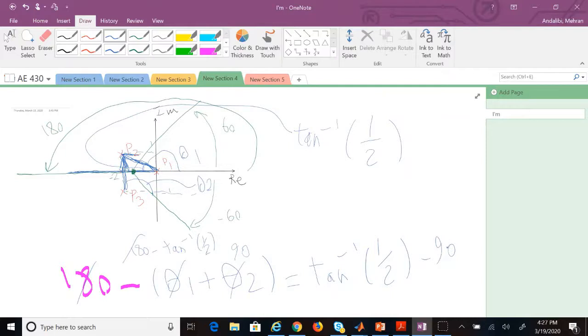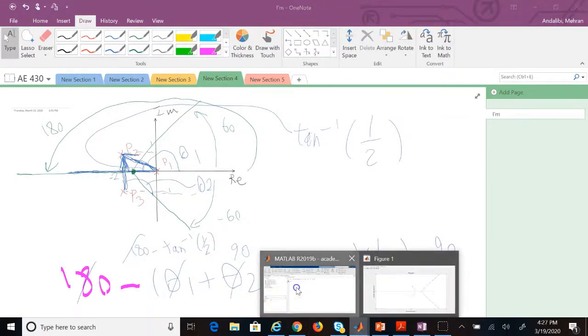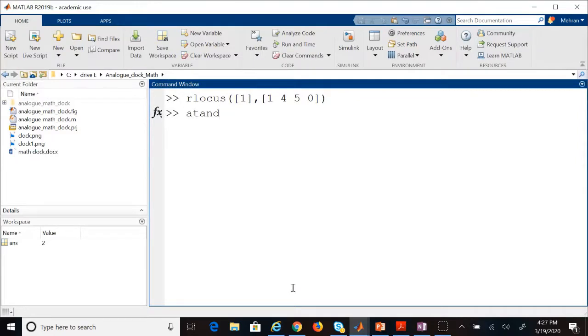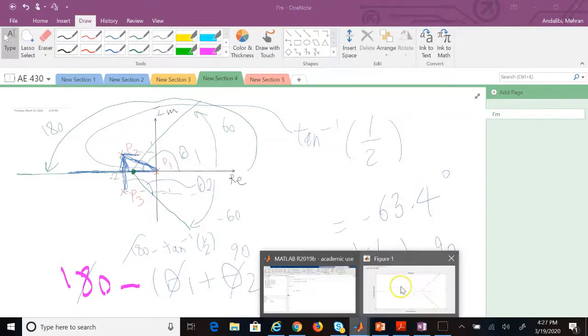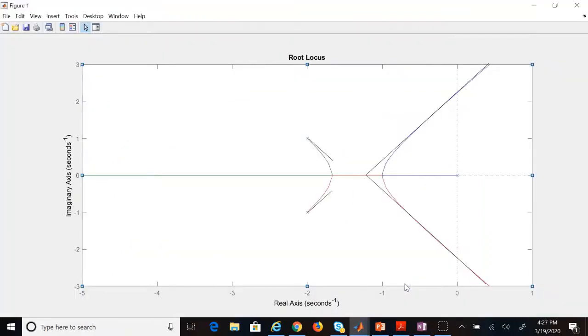And what is that? If you calculate it from MATLAB, so atand of 0.5 minus 90. I'm using atand to give me back in degrees, and you see it's negative 63 degrees, 63.4. So it's negative 63.4 degrees. And if I go back again to this plot, let's see if it allows me to draw on MATLAB too. No, it doesn't. MATLAB is not as user-friendly.